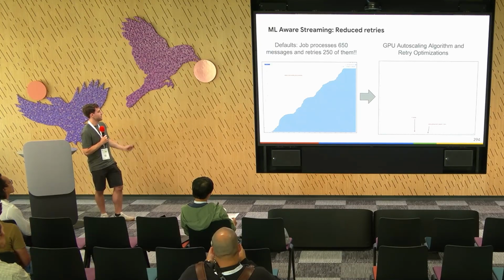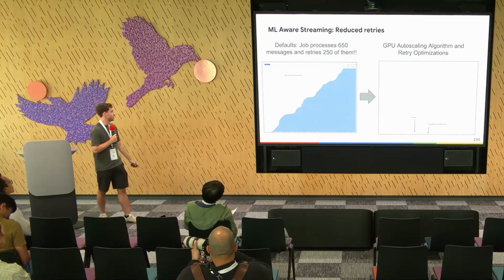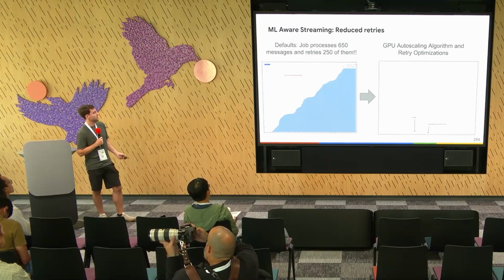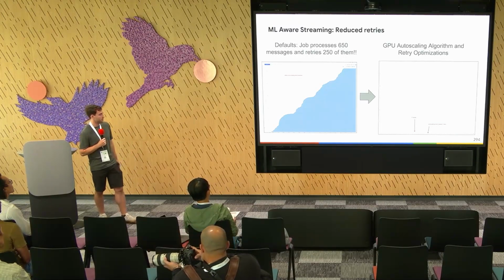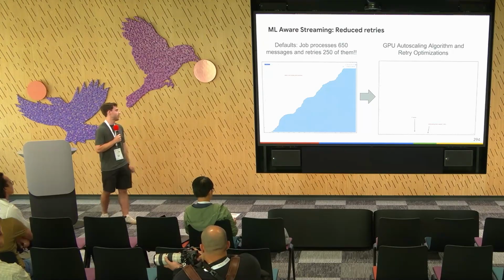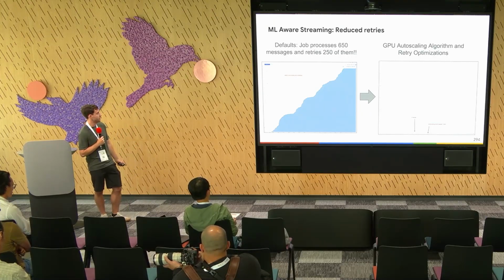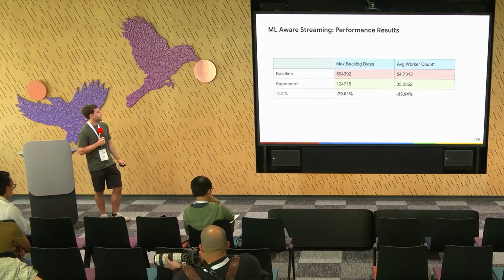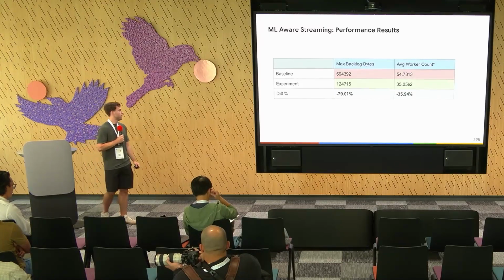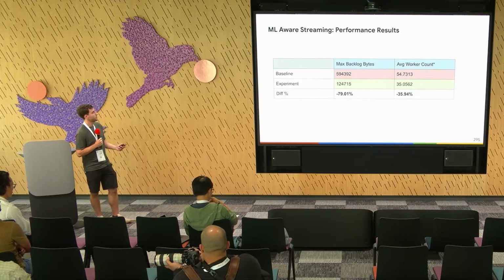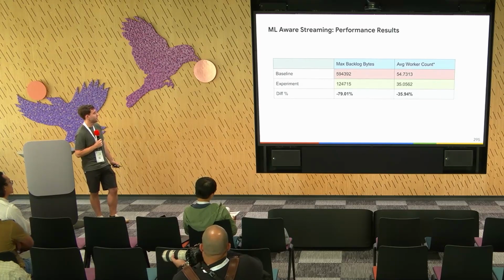So you can see 650 input messages has around 250 retries. With this auto-scaling and retry optimization, there was only one retry at some point when there was an auto-scaling event. And just looking at the performance benchmark, this reduced the backlog and number of workers required to process this ML workload by a lot.